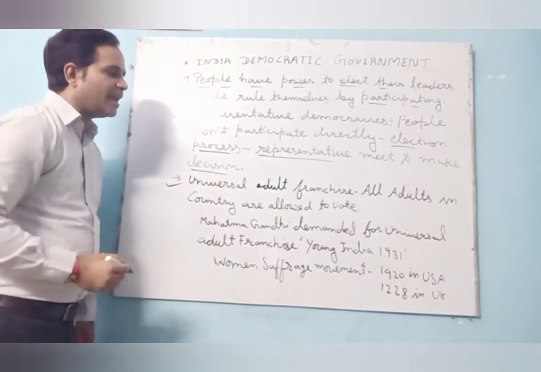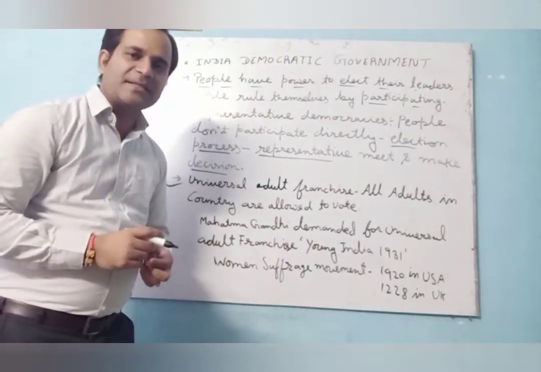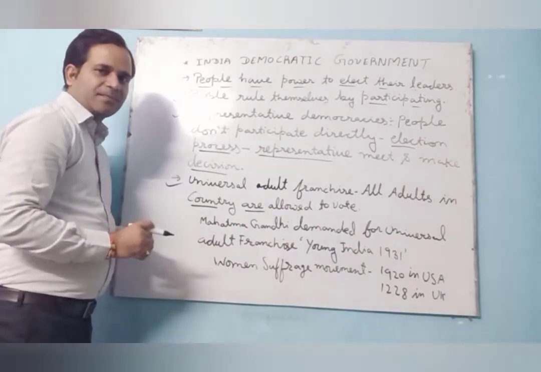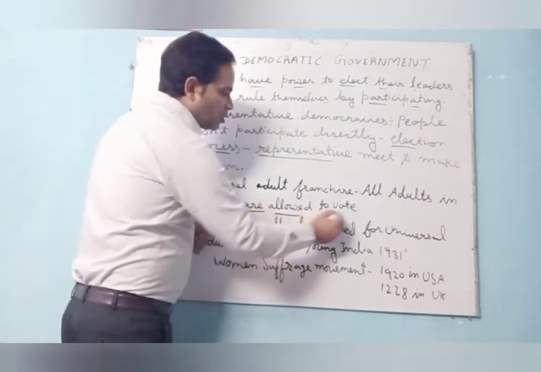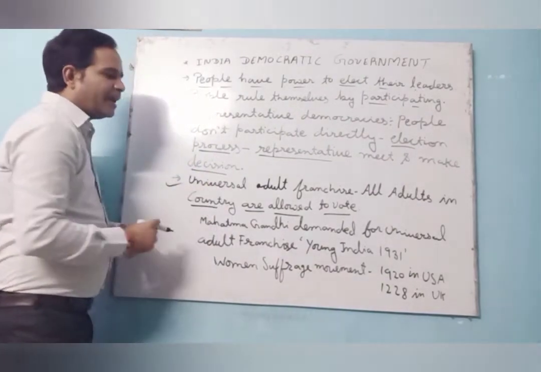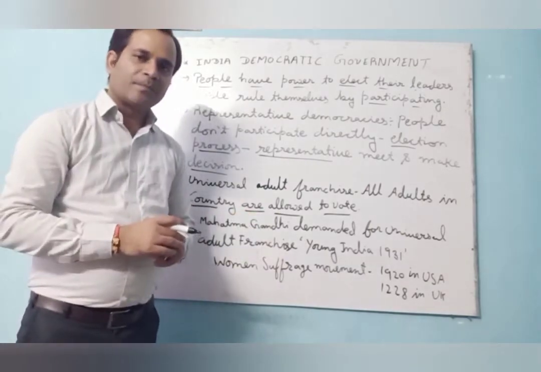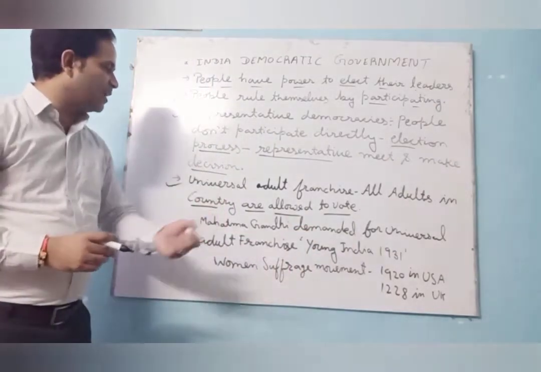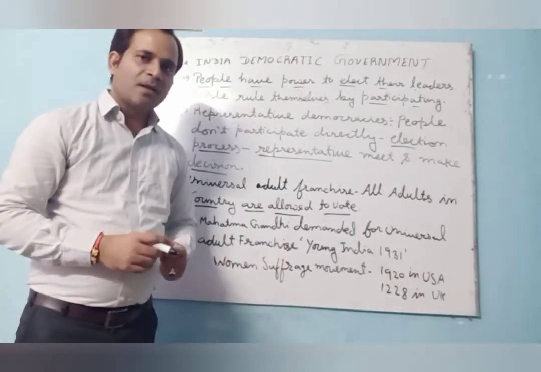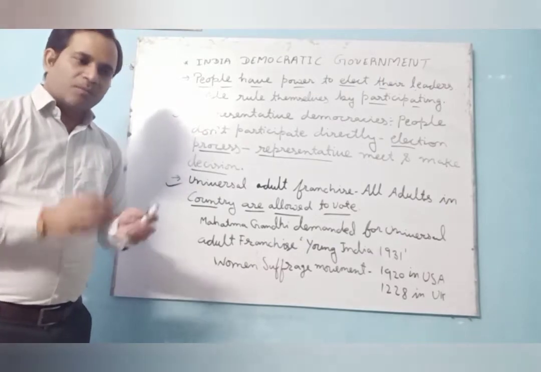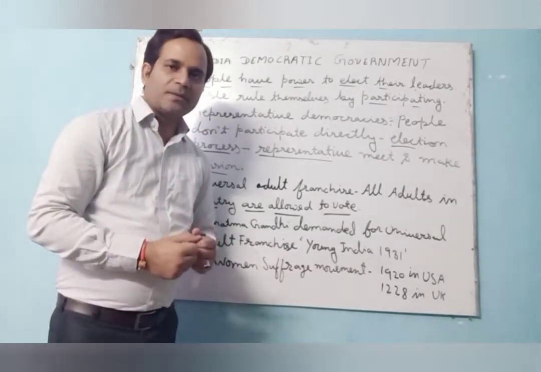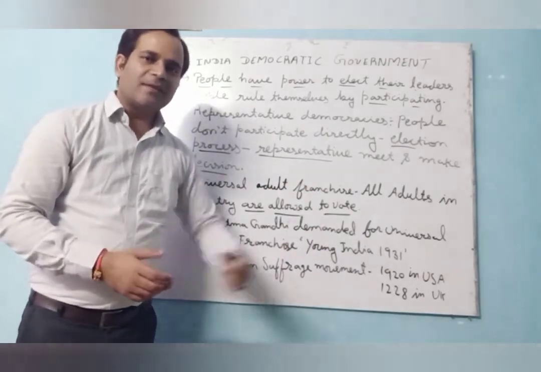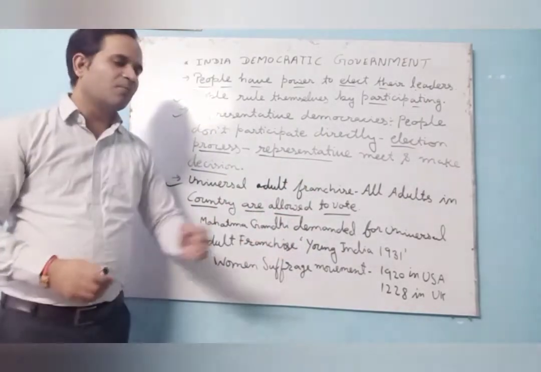The next one is universal adult franchise. We know the meaning of universal adult franchise: it means that all adults in the country who attain the age of 18 years have the power to cast a vote, and are allowed to vote. This universal adult franchise was demanded by Mahatma Gandhi in Young India in 1931. You all know that before independence, only a few people were allowed to cast a vote. Women were not given the right to cast a vote, and most of the people were not given the right to cast a vote. So the women's suffrage movement started.